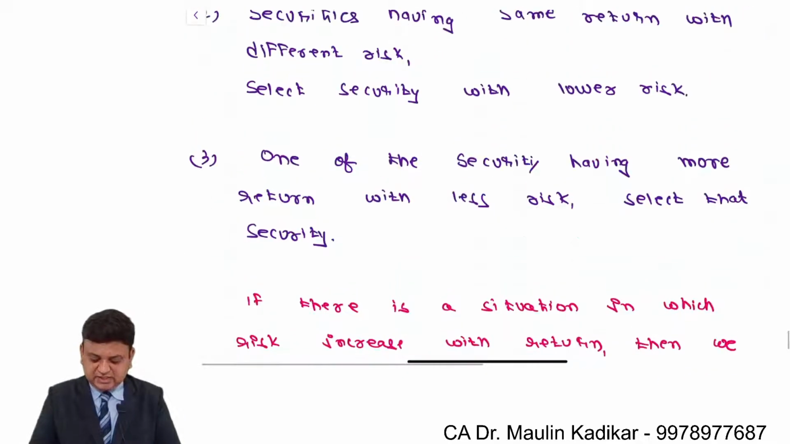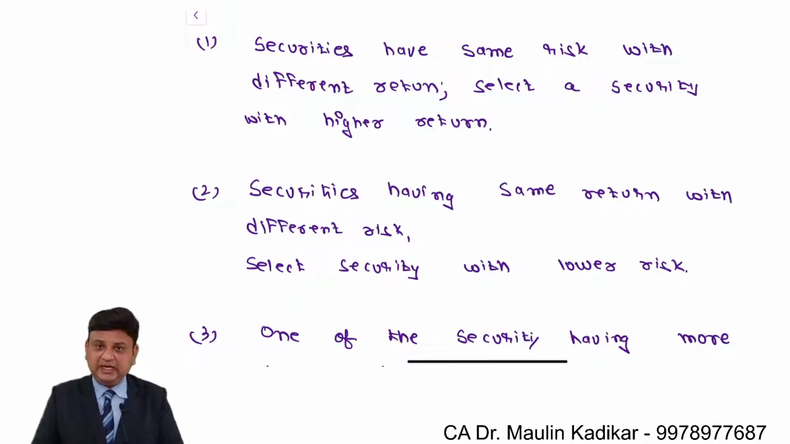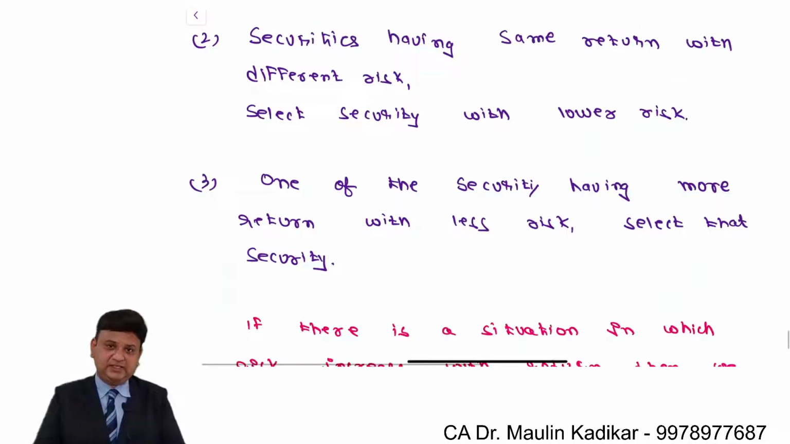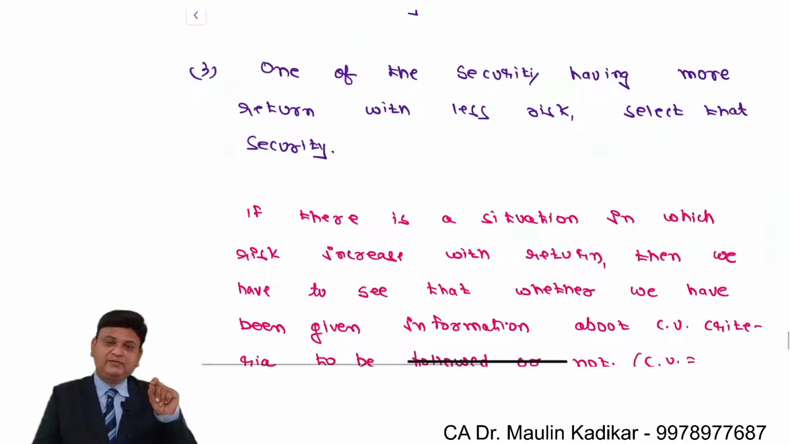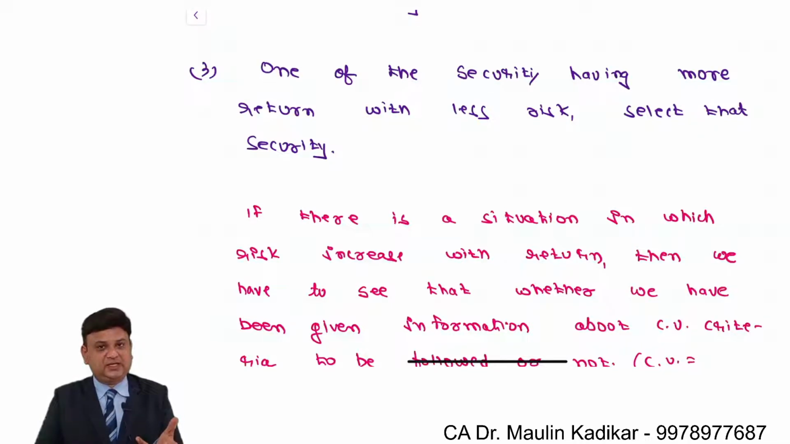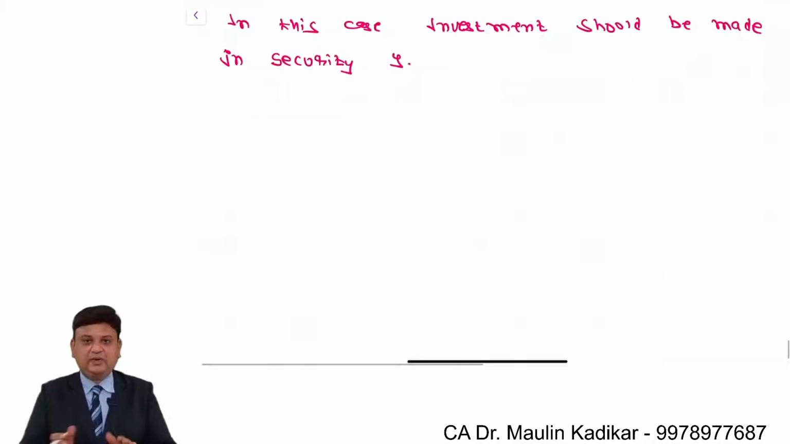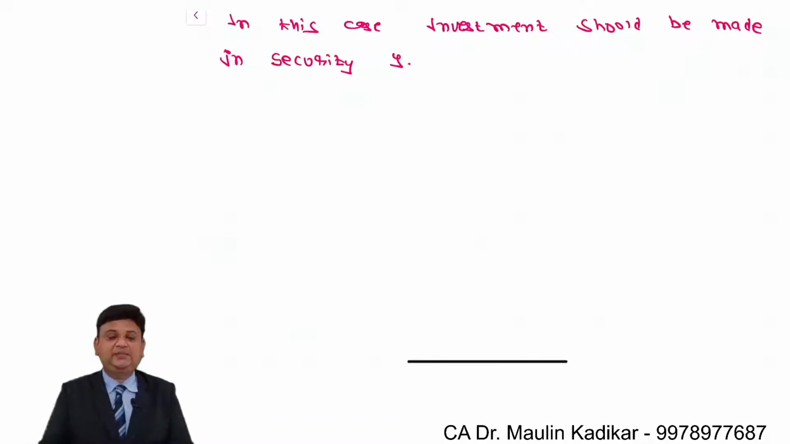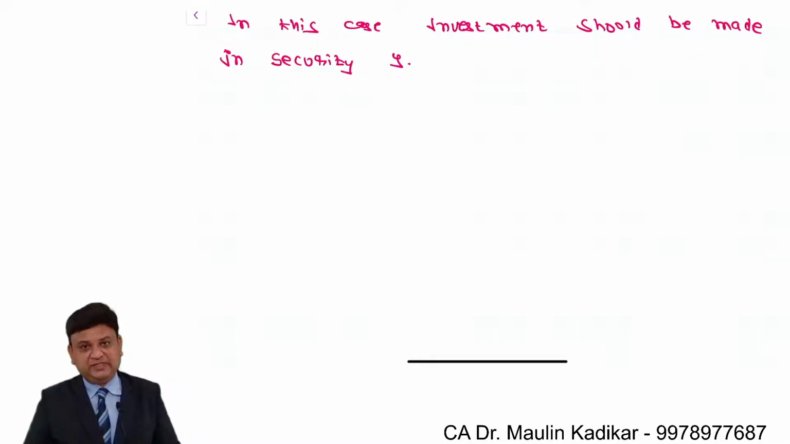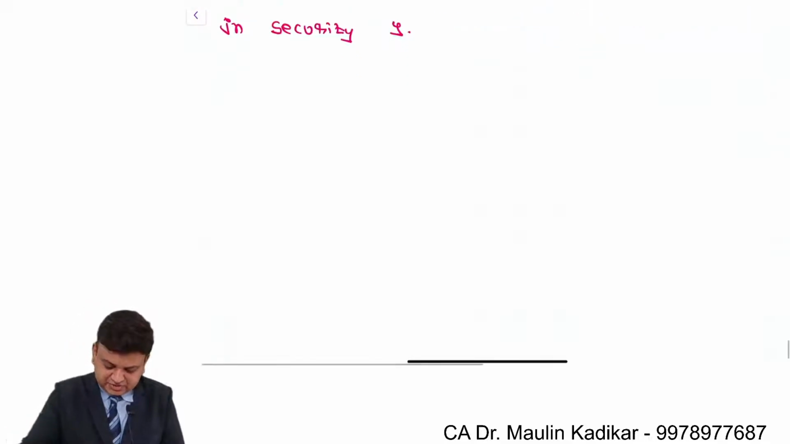Remember that in these three situations that I have dictated to you, we do not have to give open-ended answer. In that case we have to give a specific answer only, that the security which is having more return with the same risk, or less risk for the same return, or more return with lower risk will be selected. But over here, as far as this question is concerned, we are required to give open-ended answer that depending upon the risk bearing capacity of the investor, the investor will make investment. So let us answer the question.